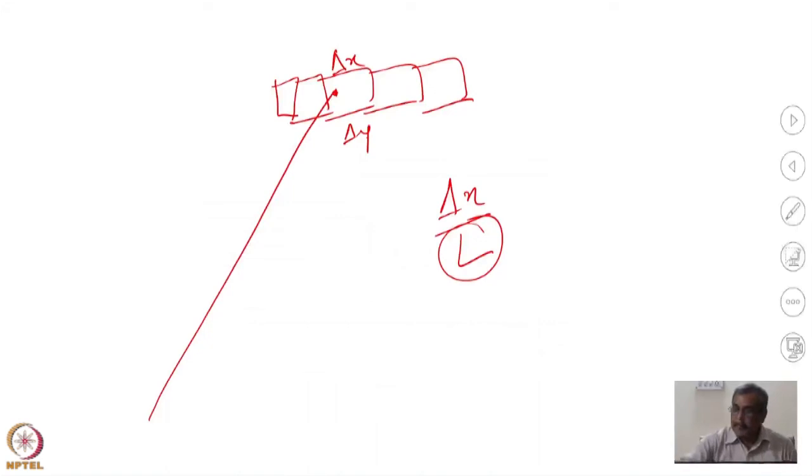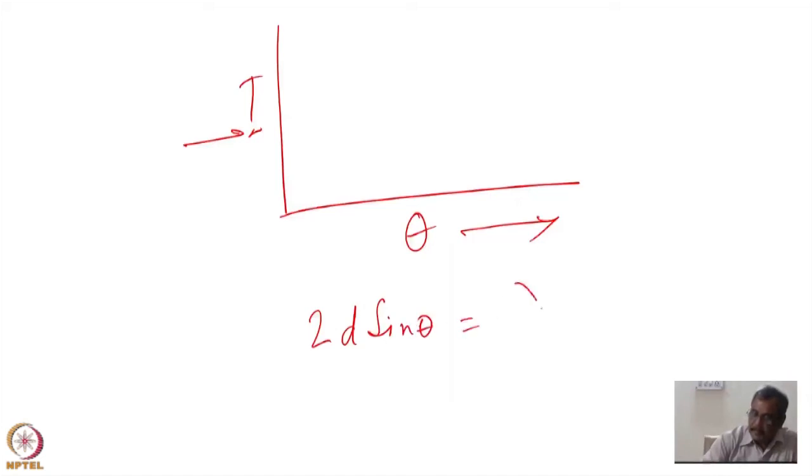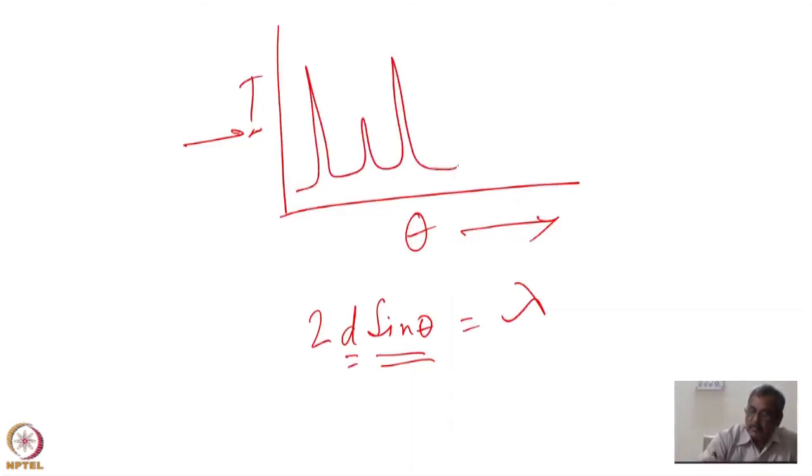So if I see the intensity as a function of theta in a monochromatic beam, this is intensity, then 2d sine theta is lambda. So as I go to larger and larger theta, sine theta goes up, d-spacing goes down. So we see peaks are, as I showed you, so small d-spacing peaks come at larger theta.